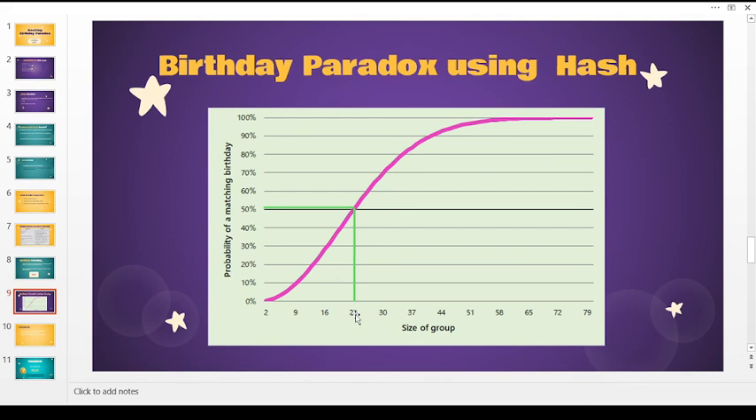As the group grows, our previous guess of 180 people has a probability also close to 100%. Here we can say that 180 people has a probability so close to 100% that it is not worth showing. So this is basically the birthday paradox using hashes.